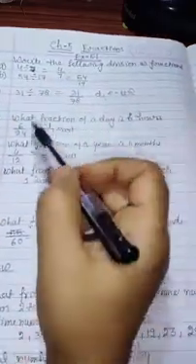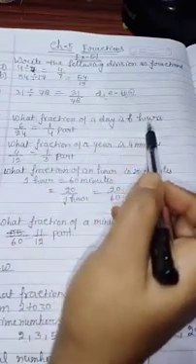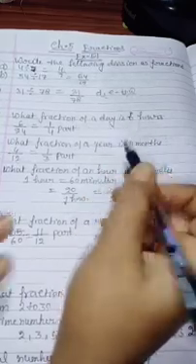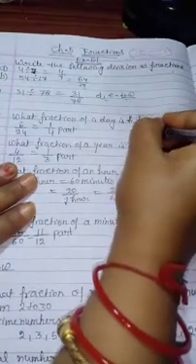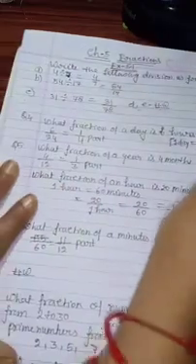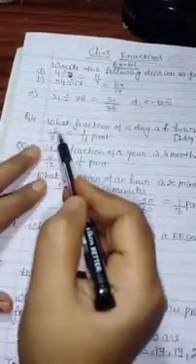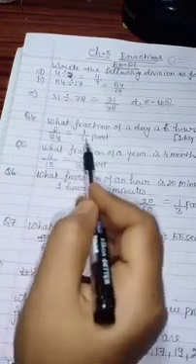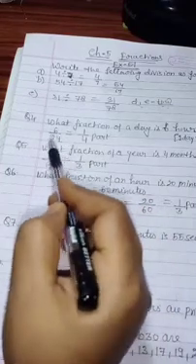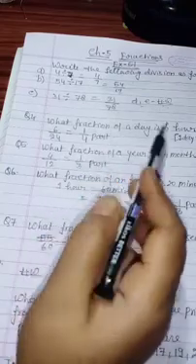Now come to question number 4. What fraction of a day is 6 hours? In a day, how many hours are there? 1 day is equal to 24 hours, so 24 will come in the denominator, and 6 hours in the numerator: 6 upon 24. If you cancel, 6 ones are 6 and 6 fours are 24, so it will become 1 upon 4. If you write 6 upon 24, it is also correct. If you write it in the simplest form, it is also correct. Both are correct.